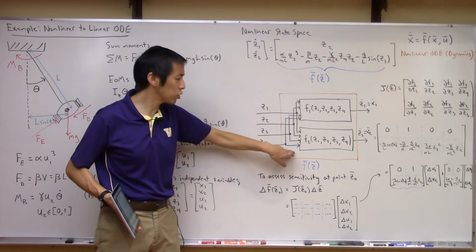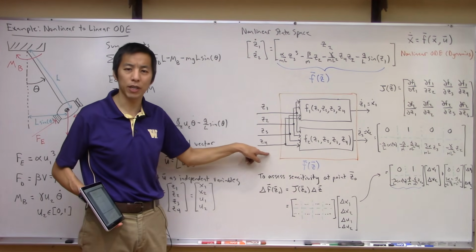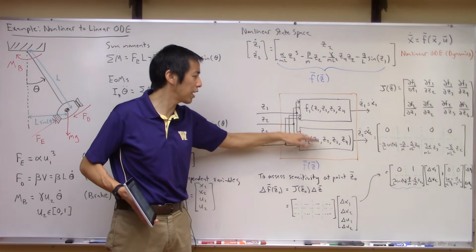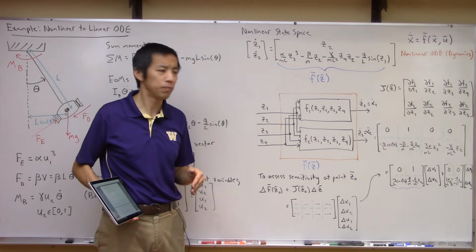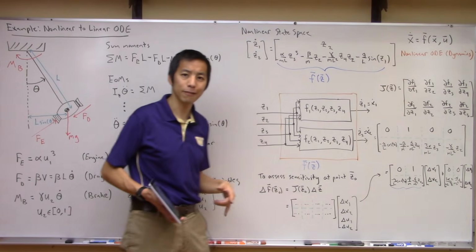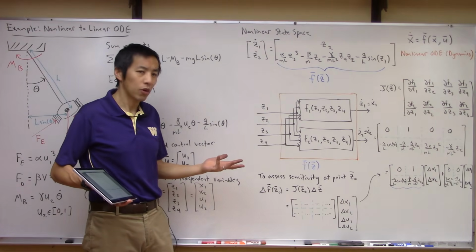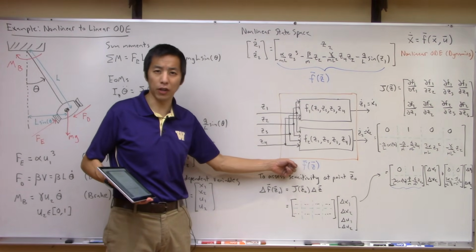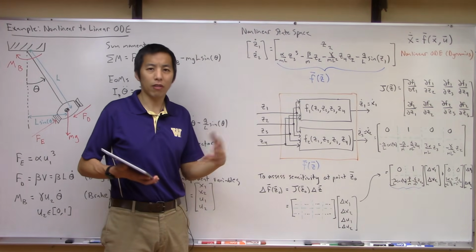And again, the picture that goes along with it is this orange picture. The vector valued function f is nothing more than 2 scalar functions stacked on top of one another. This whole thing takes in 4 inputs, spits out 2 outputs. Okay, so now we can start talking about the Jacobian of this f function. That's all we need to do.